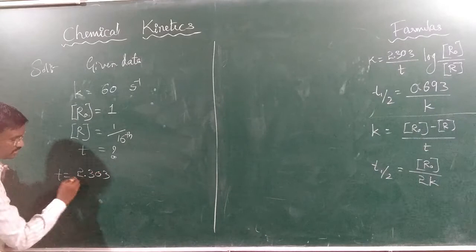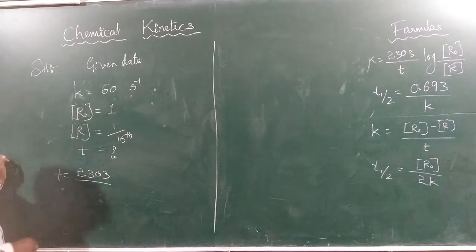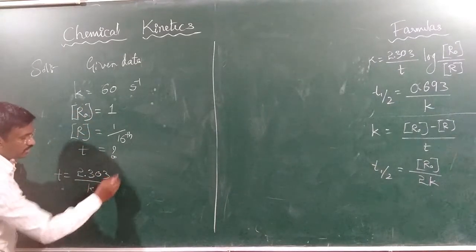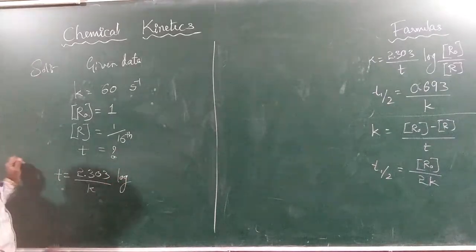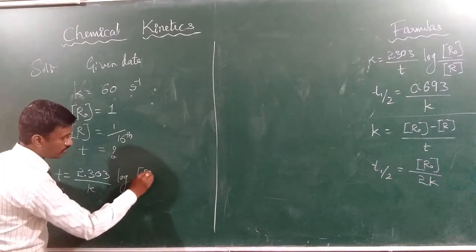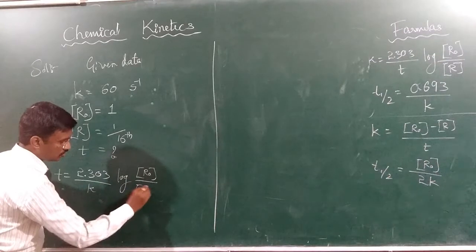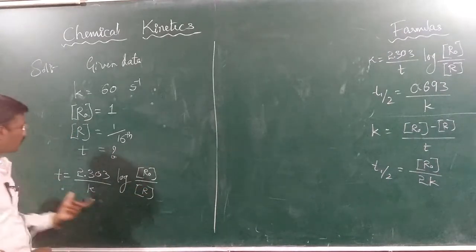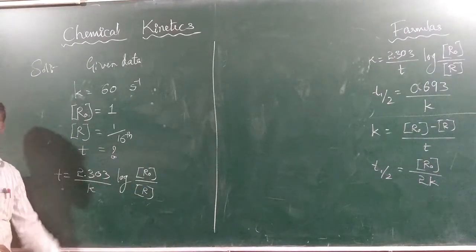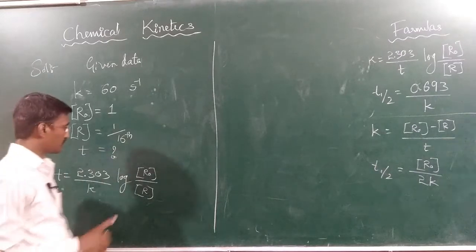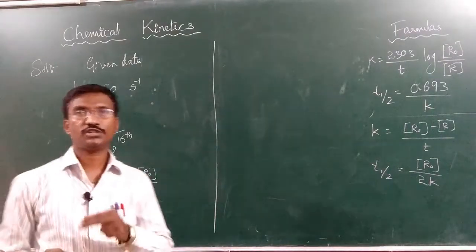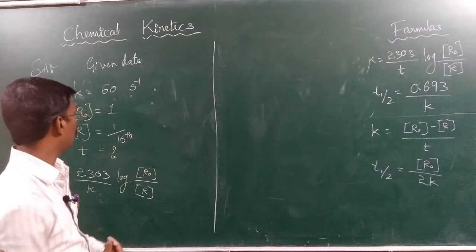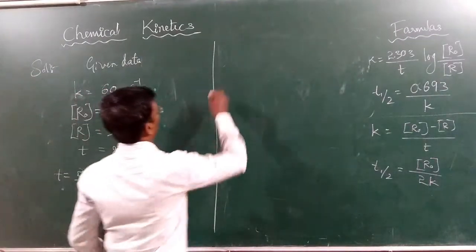2.303 as it is. This K is sending to the right side. Therefore, K into log R0 upon R. So in the notes I have not mentioned the formula directly. I have some students who made this mistake, please don't do that. If there is some mistake, just recover it, but don't continue the problem with that mistake.